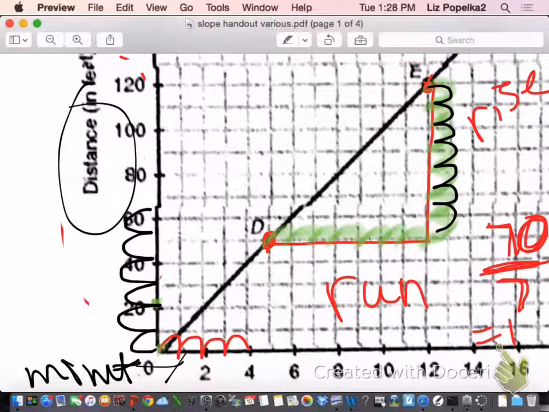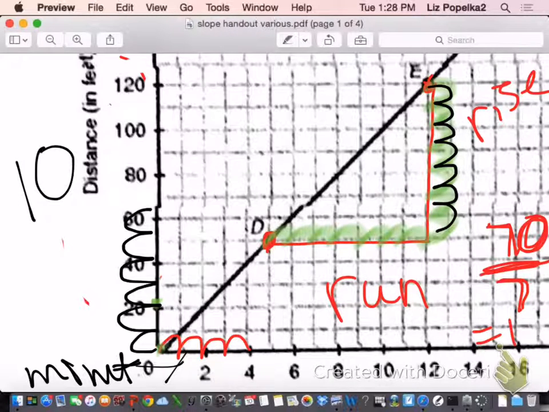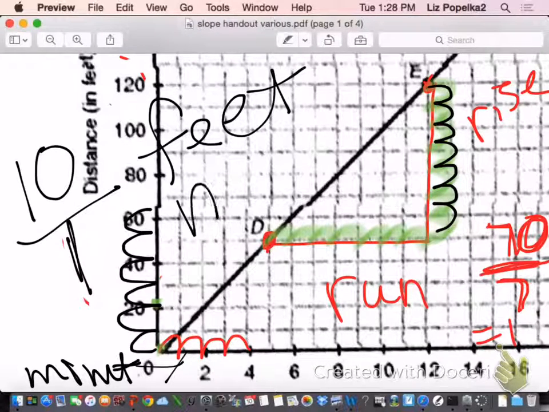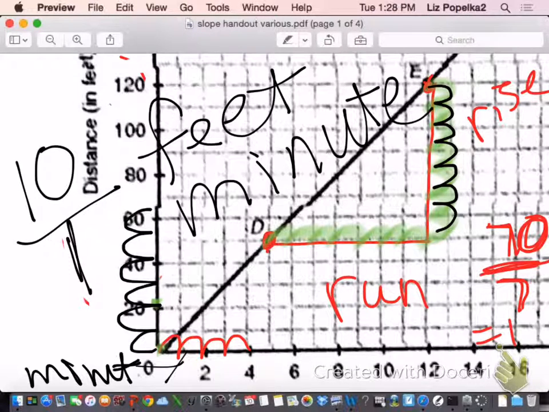So what you really need to say to truly answer this question is that your rate of change, 70 over 7, simplifies to 10 over 1. So that really means that he goes up 10 feet every 1 minute. So what does that truly represent? It represents the fact that he's going up 10 feet every 1 minute.